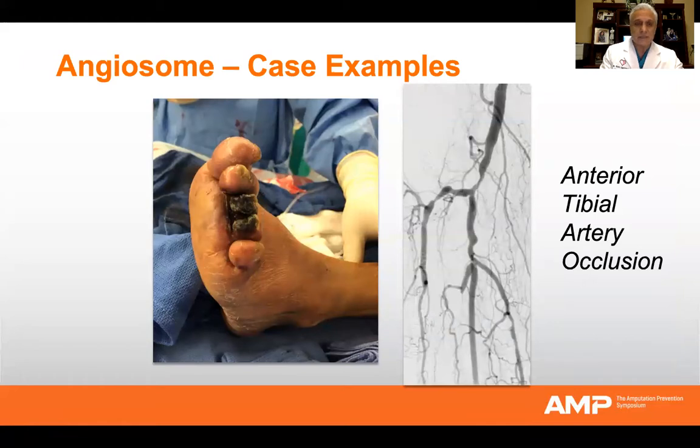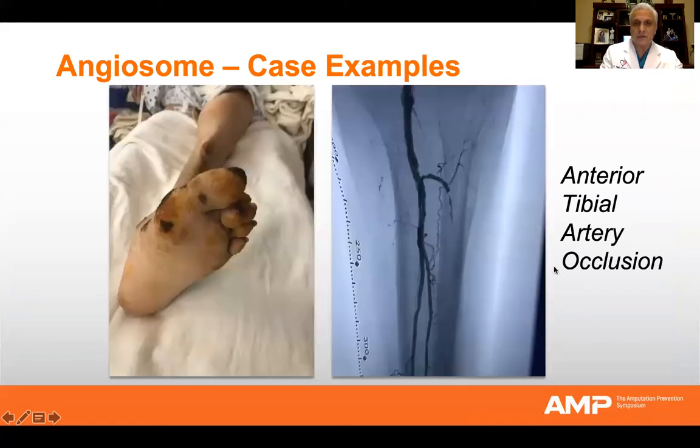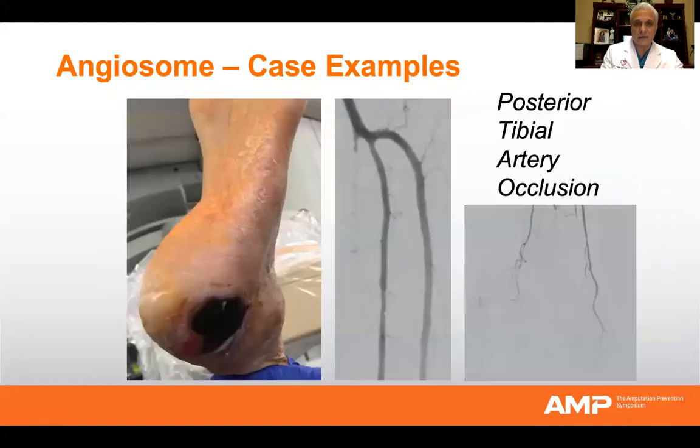Let me give you some examples. Here you can see this patient has gangrenous toes. When you look at the angiogram, our focus is first of all the anterior tibial artery, which is totally occluded. There are other diseased vessels, but the focus is on wound-directed access and intervention. Here again, you can see the toes and the occluded anterior tibial artery. So this is the angiosomal concept: where is the disease and which vessel is the culprit vessel?